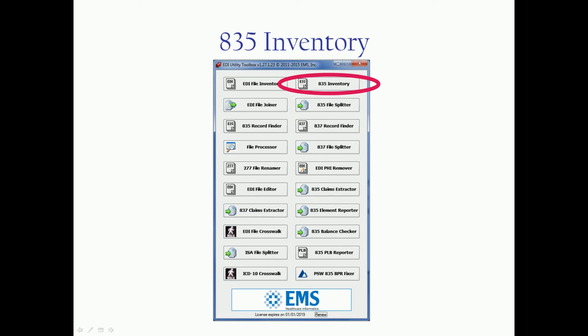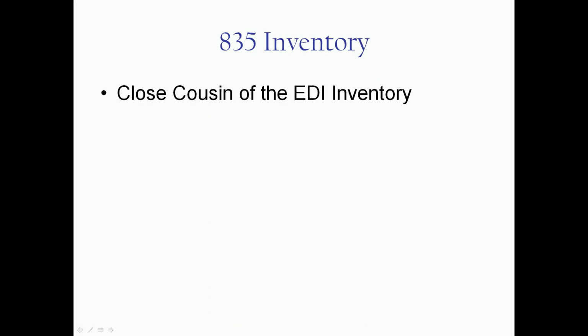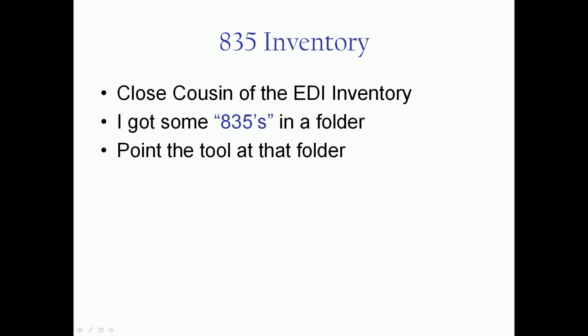Next is what we like to call the twin sister, or almost a fraternal twin sister, or close cousin, the 835 inventory. Very similar tool, same concept. I got some 835s in a folder, and I want to know a little bit more information about the 835s. So I can do the same thing.